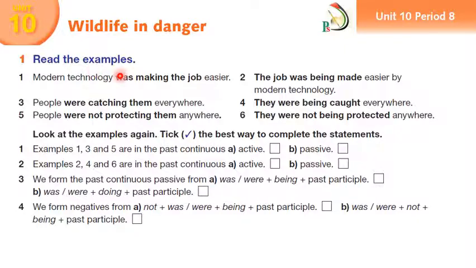Okay, please follow with me. Read the examples. Exercise 1. Modern technology was making the job easier. The job was being made easier by modern technology. Sentence 3. People were catching them everywhere. Where's the subject? Yes, people, subject. Were catching, verb. Where's the object? It's them. Them, object. Yes.